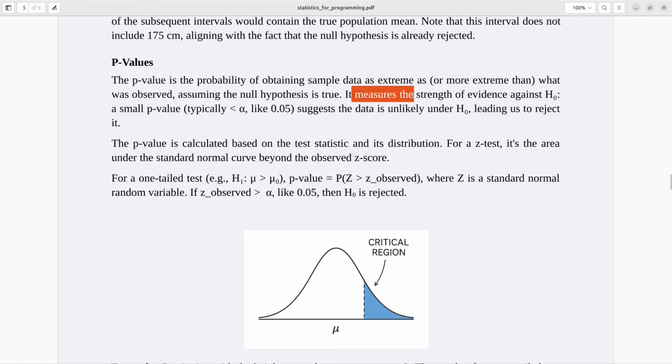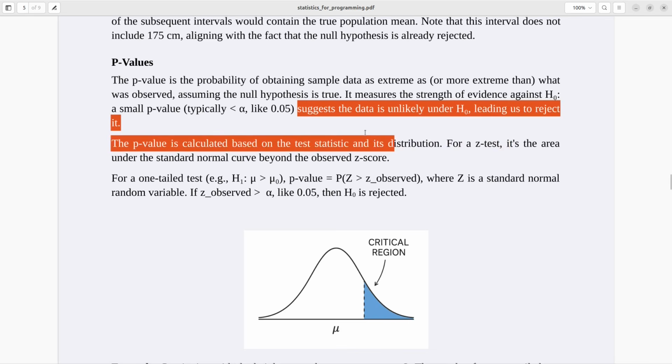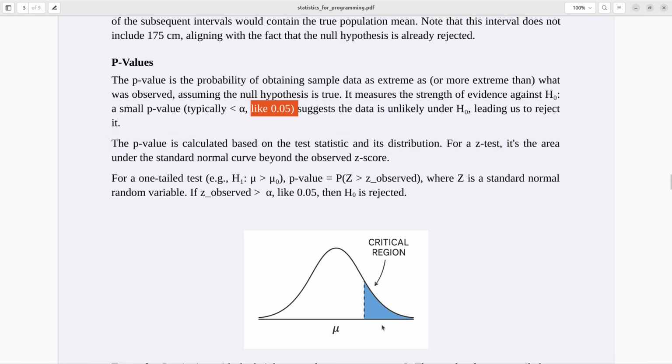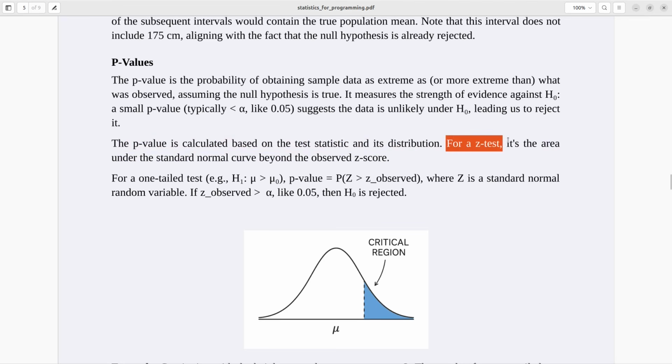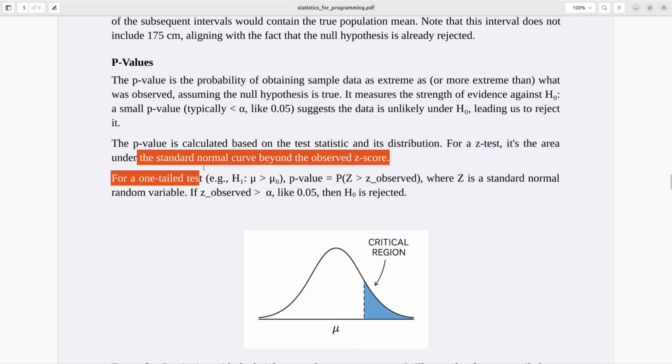You can measure the strength of evidence against the null hypothesis, and a small p-value, typically less than alpha like 0.05, would suggest that the data is unlikely under the null hypothesis, leading us to reject the null hypothesis, okay? So if a critical value enters the critical region, characterized by the probability of, say, 0.05, it is likely that the null hypothesis should be rejected. And the p-value is calculated based on the test statistic and the distribution of the test statistic. So for a z-test, it is the area under the standard normal curve beyond the observed z-value, okay?